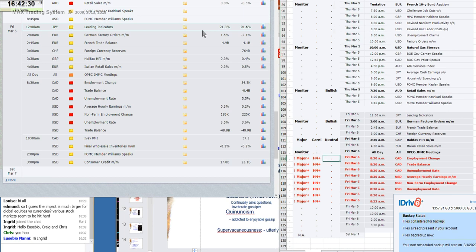For the CAD, the employment change, the trade balance, and the unemployment rate are to be defined. And then for the US dollar, we have the average hourly earnings month over month neutral. The non-farm employment change bearish, and the unemployment rate bullish. And this is what I meant by the bias being really hard to tell. And then we have the trade balance for the US dollar, neutral.